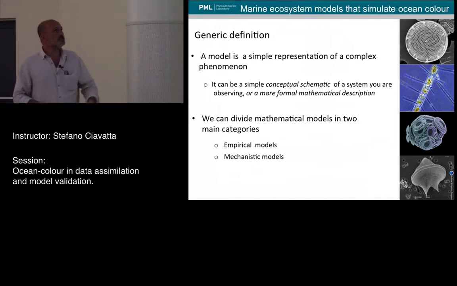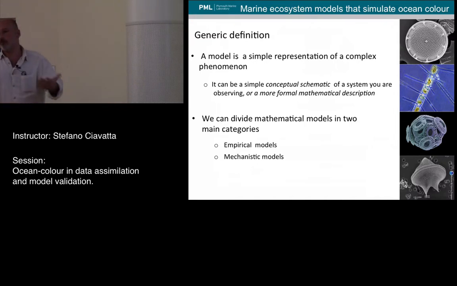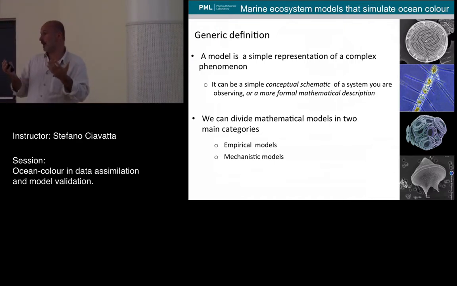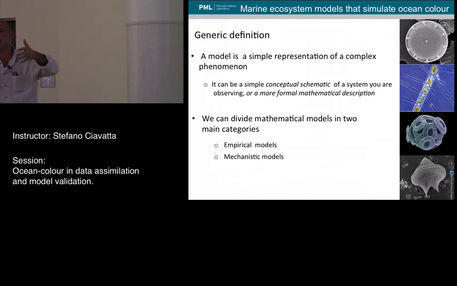So what is a marine ecosystem model? A generic definition: a model is a simple representation of a complex phenomenon. We can just produce a conceptual diagram, a flow chart, representing the processes in the ecosystem. Solar irradiance, arrow, produces growth of phytoplankton, a conceptual model. Or we can go with a more formal mathematical description of the processes that are going on in the system.